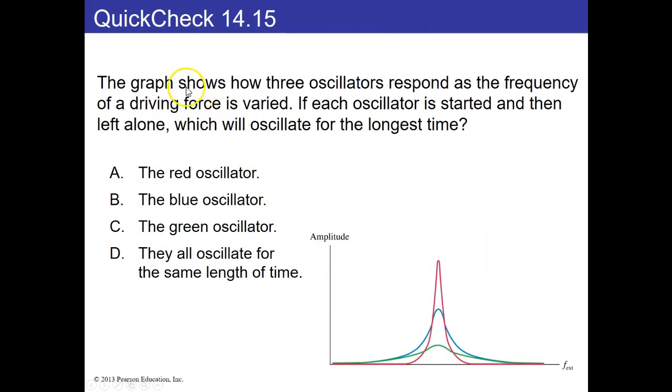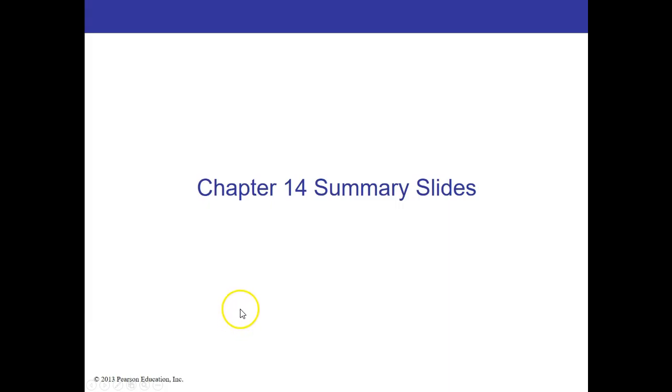So here it says the graph shows 3 oscillators and how they respond to the frequency of a driving force. If each oscillator is started and then left alone, which one will oscillate for the longest time? And this one, you would have the red oscillator will oscillate for that longest time because you have more driven oscillation there. And that is the end of chapter 14.